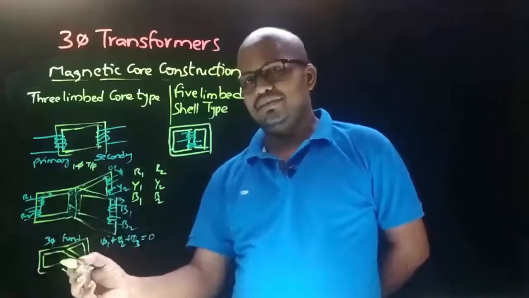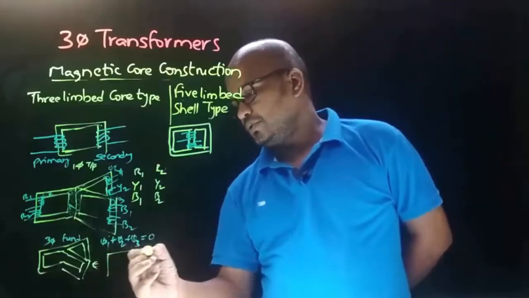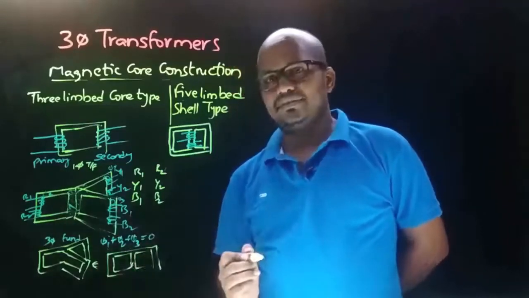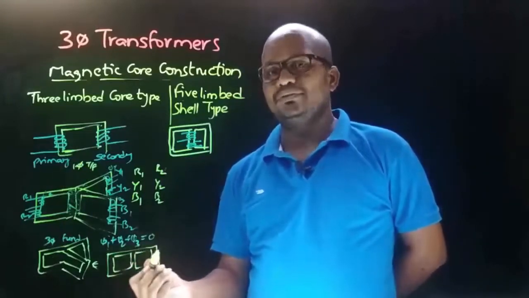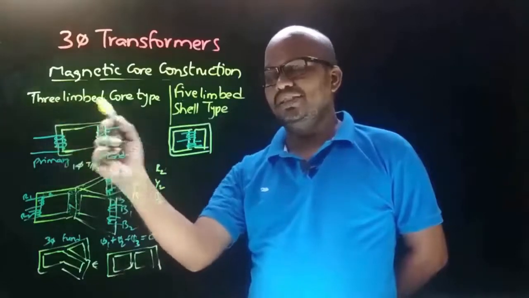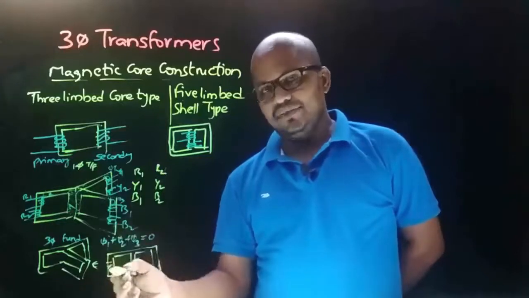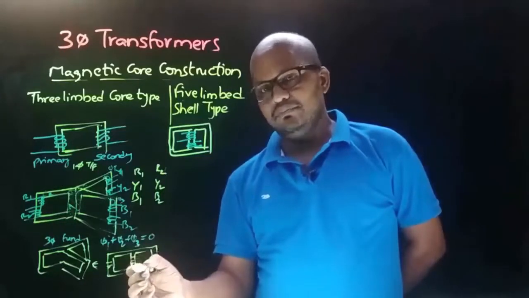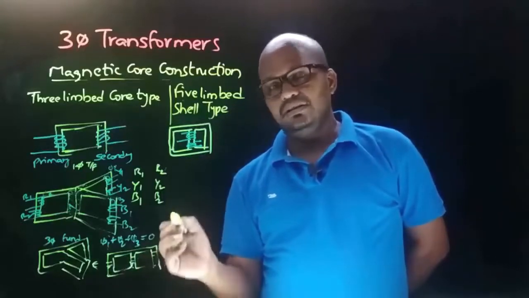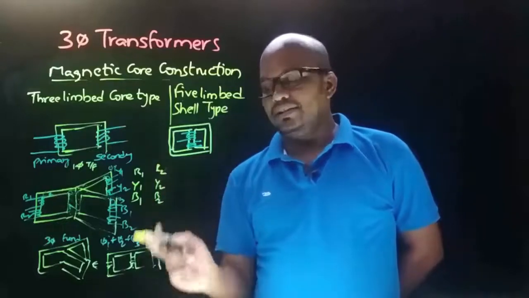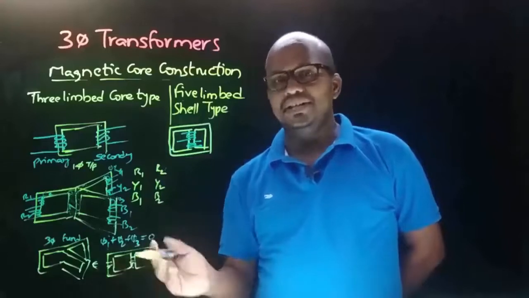Now there is no center limb, and if you take the front view, this core will look like this. It will look like a three-limbed core, which is our discussion, that is three-limbed core type construction. On one limb the R phase winding is wound, on the other limb the Y winding is wound, and over the third limb the other winding is wound, that is the B winding. And this type of magnetic core construction is called core type construction, because here the winding surrounds the core.